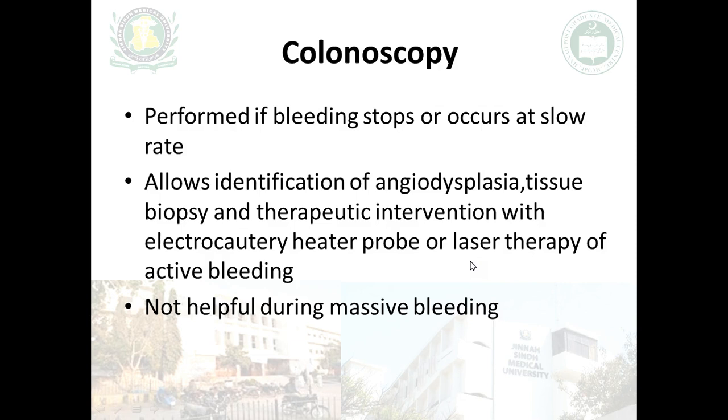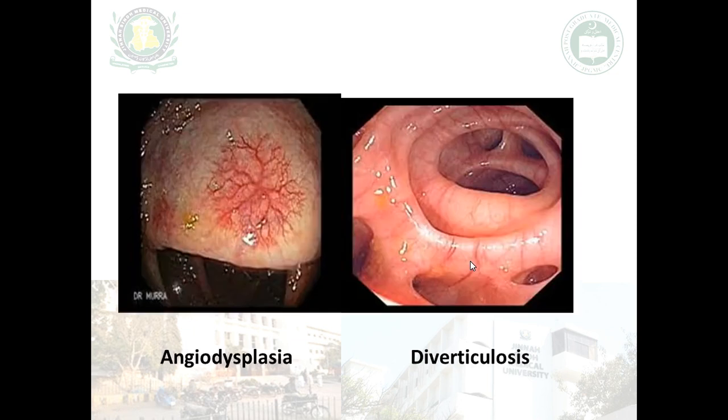So that is the positive point about the colonoscopy. Here I will show you some pictures that are taken during the colonoscopy, like how these lesions can be seen on the colonoscopy. In the first picture you can see angiodysplasia. Angiodysplasias are basically abnormal vessels. You can see a branching of the vessels, a bunch of vessels present. There will be oozing from this bunch, and these are diagnosed as cases of angiodysplasia.